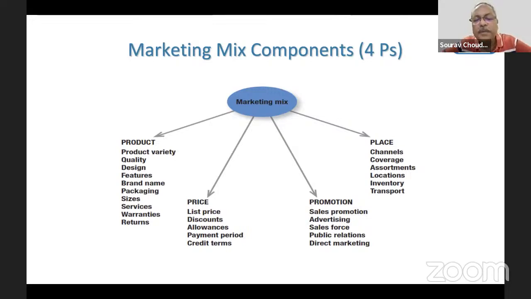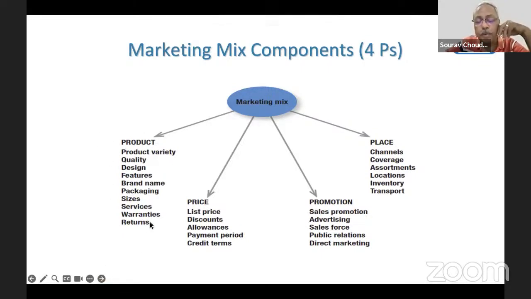These are all involved with the product. Okay. And when a marketer starts thinking about making a product, he has to think about everything. What are the different varieties of those products? What are the different qualities of the product? Design, feature, branding, packaging, size. So this whole thing comes in a product.